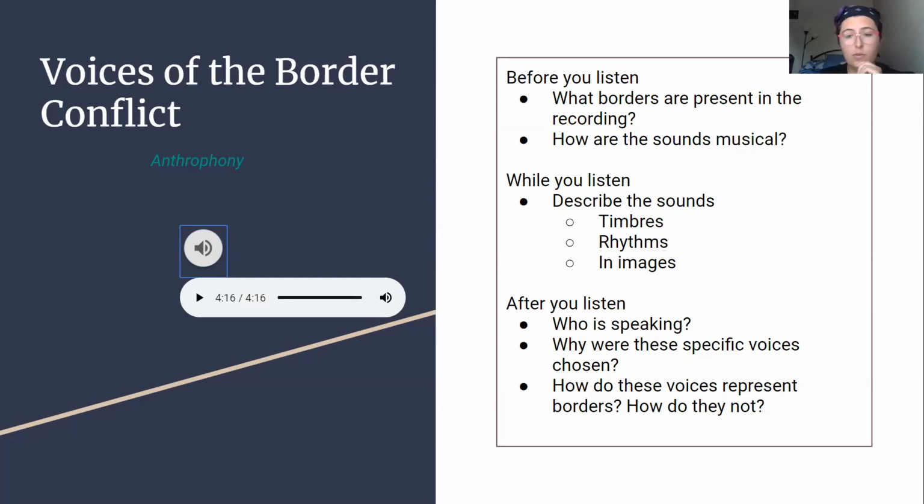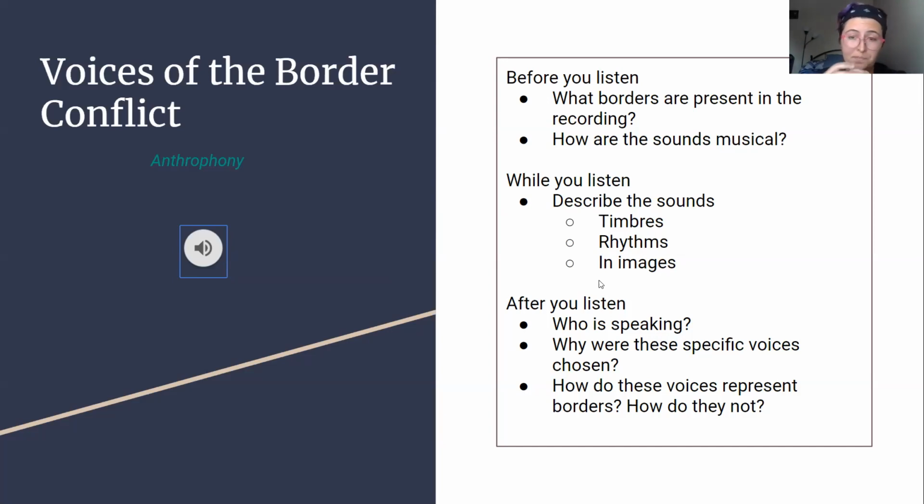All right, so with that, I want to give you a couple moments to write down a few notes. How did you hear timbres, rhythms, or can you describe any of these sounds in metaphors or images?